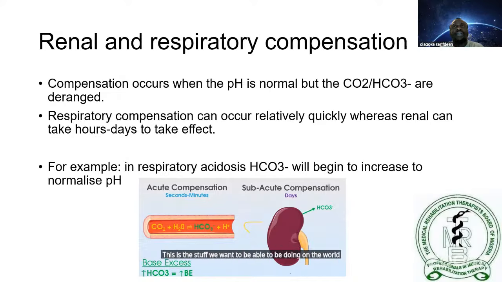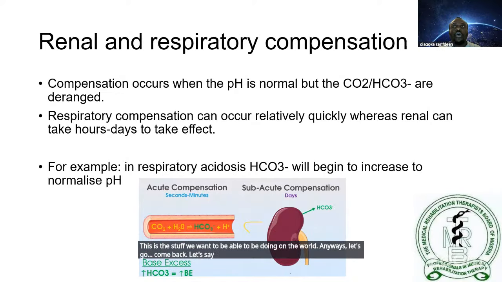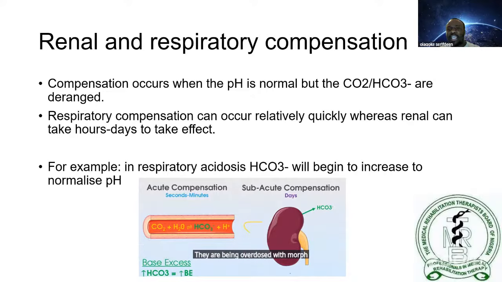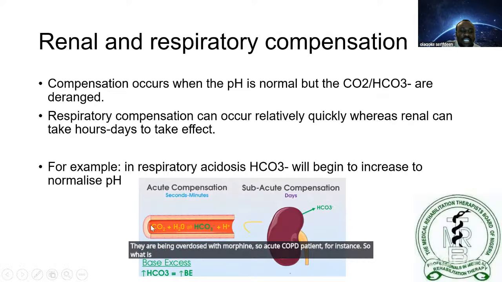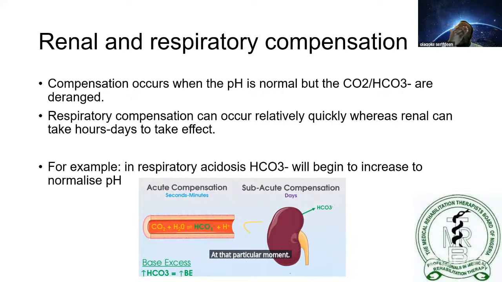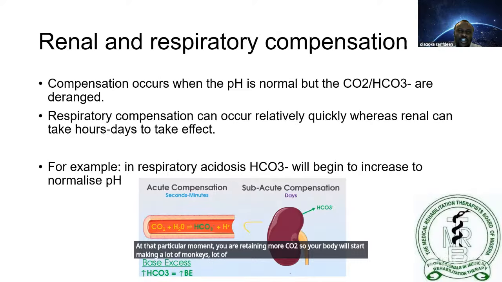Anyways, let's come back. Let's say you've got that kind of patient on the ward now. They have been overdosed with morphines, or an acute COPD patient, for instance. So what is going to happen is their CO2 is going high because they cannot breathe out very much. They are retaining CO2. CO2 will create hydrogen ion and it's going to create this monkey. At that particular moment, you are retaining more CO2. So your body will start making a lot of monkeys, a lot of hydrogen, a lot of monkeys, a lot of hydrogen.